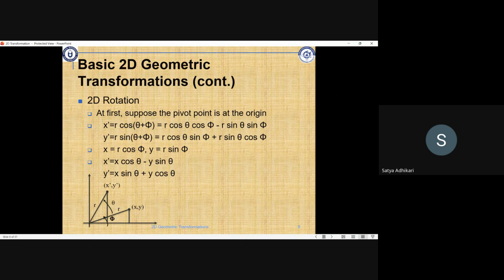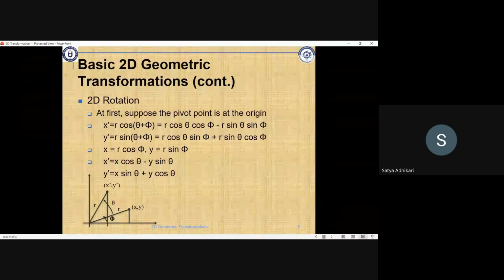Here, at first, suppose the pivot point is at the origin. That is, you want to rotate with respect to the origin, not another point. So x dash can be calculated as r cos(theta plus phi), where r is the square root of x squared plus y squared. That is r cos theta cos phi minus r sin theta sin phi. This is the formula of cos(A plus B).